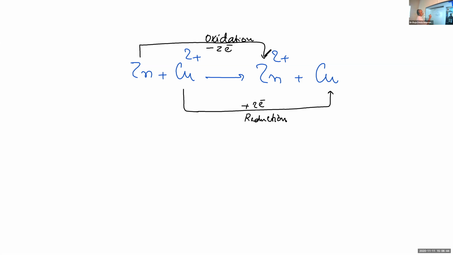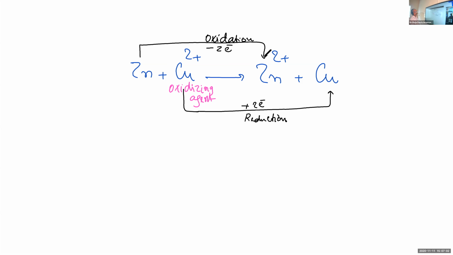Here Cu2+ accepts the electron, and therefore Cu2+ is the oxidizing agent. This is the oxidizing agent. Cu2+ is the oxidizing agent.